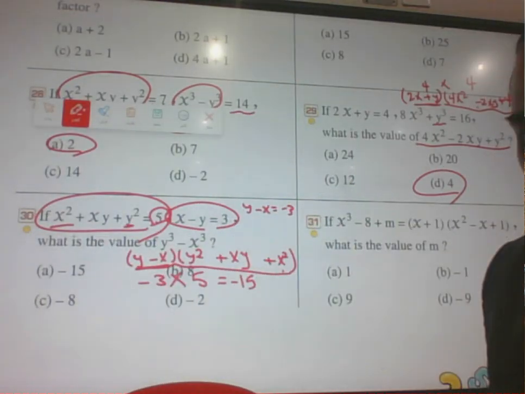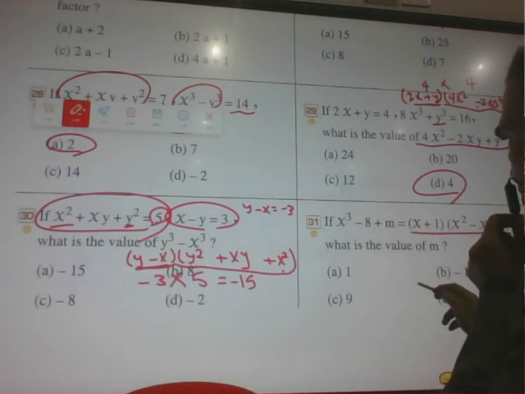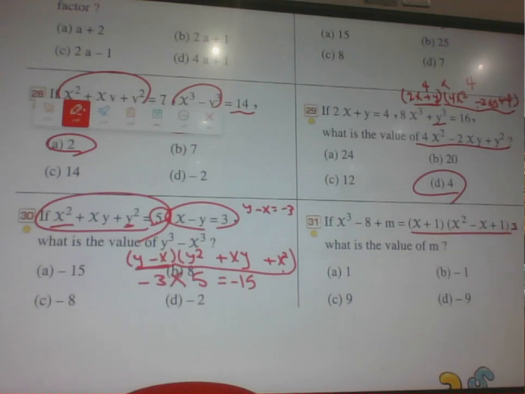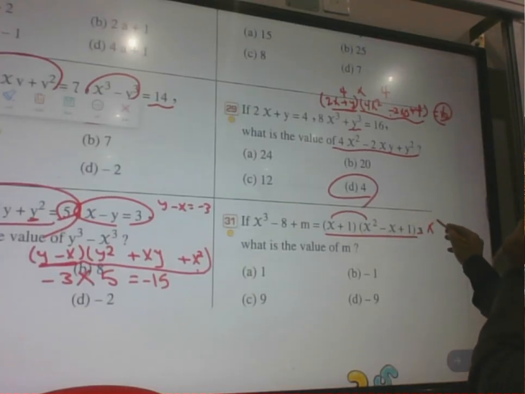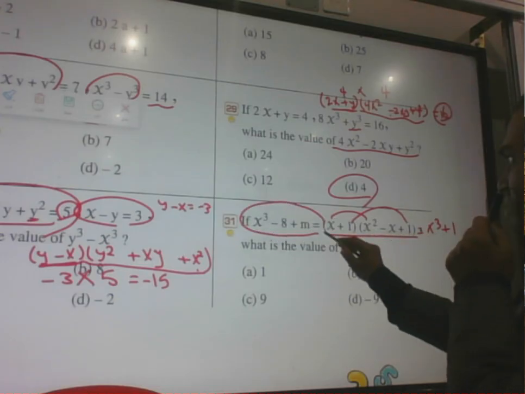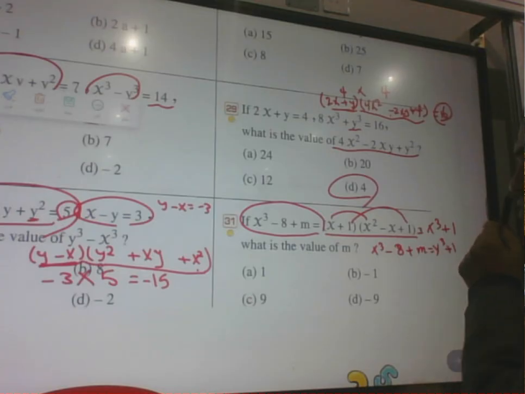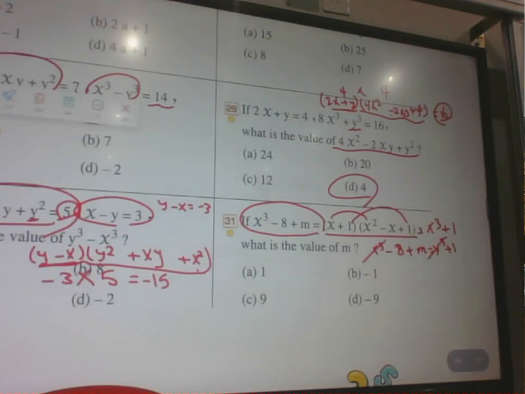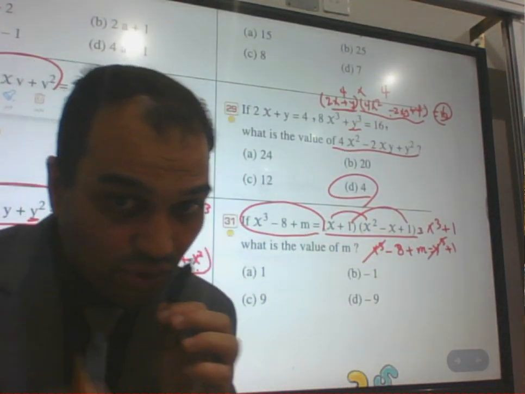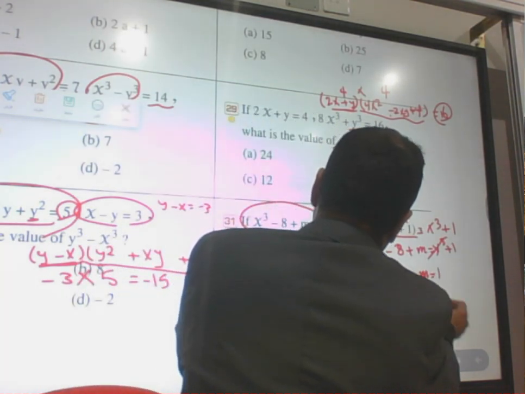Now, next question here, number 31. If x³ − 8 + m equals this expression, we can find the value of m. First I will simplify this expression by factorization. This expression was factorized how? First by first will be x³, and second by second will be positive 1. Then they are similar. Then x³ − 8 + m equals x³ + 1. You can combine similar expressions. We have x³ here, you can cancel them together, and then you can complete negative 8 + m. It will be 1. It's the equation: negative 8 + m equals 1. Then the value of m here will be 9.